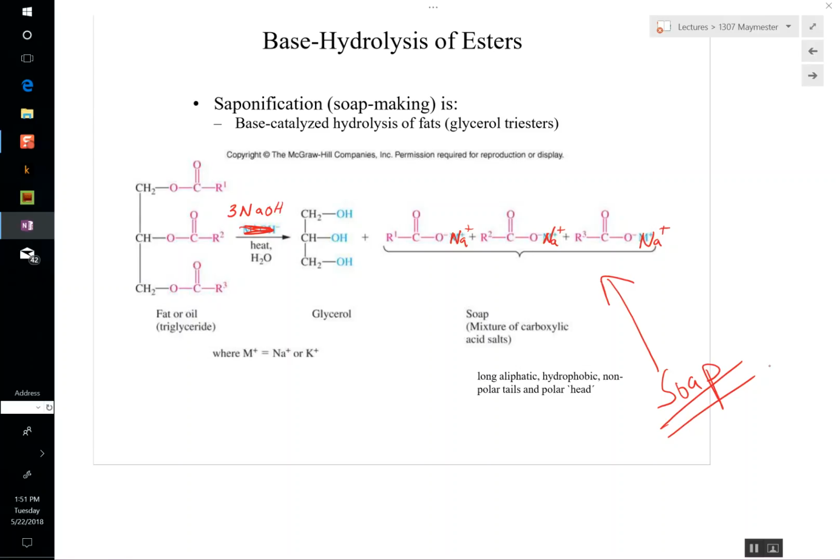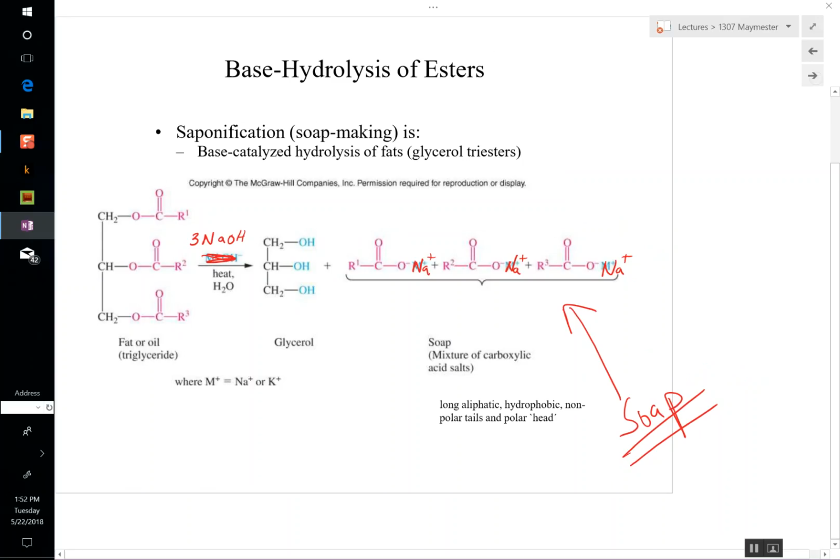And you get these molecules, and these are soap molecules. You're getting an alcohol, so this is saponification, but you're getting alcohol with 3 OHs on it because that's what this glycerol is. It's a triol. It's an alcohol with 3 OHs on it. And you get these sodium salts. These are the long chains here. R1, R2, R3 are long chains.